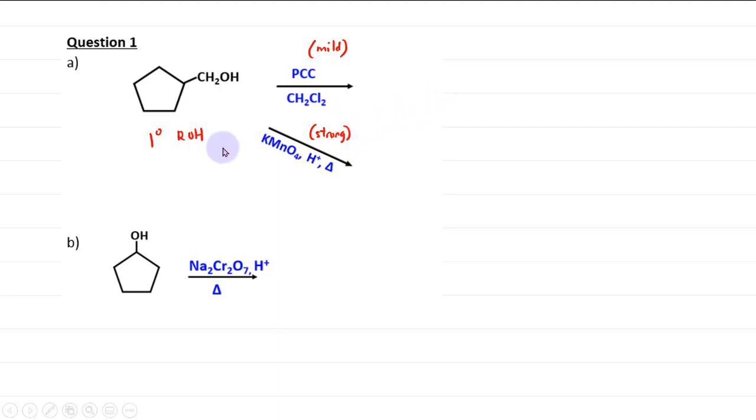So a primary alcohol under mild oxidation, you're going to generate an aldehyde. So from CH2OH into C double bond O, H. And then under the strong conditions, you're going to produce a carboxylic acid. So for this strong condition, you need to make sure that there's no more hydrogen attached to this C double bond O, the carbon here.